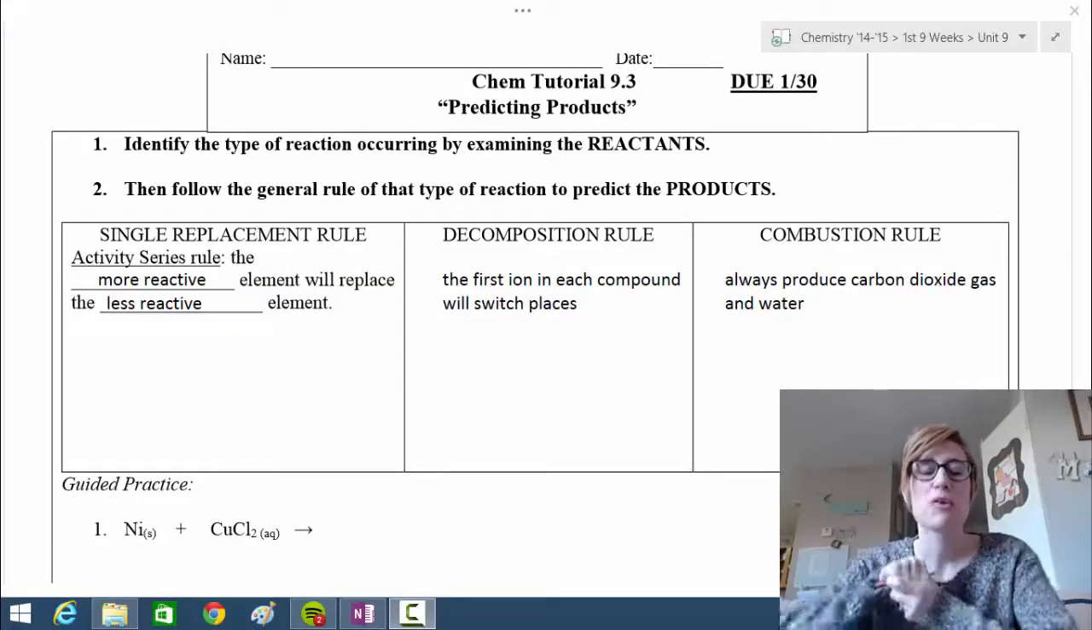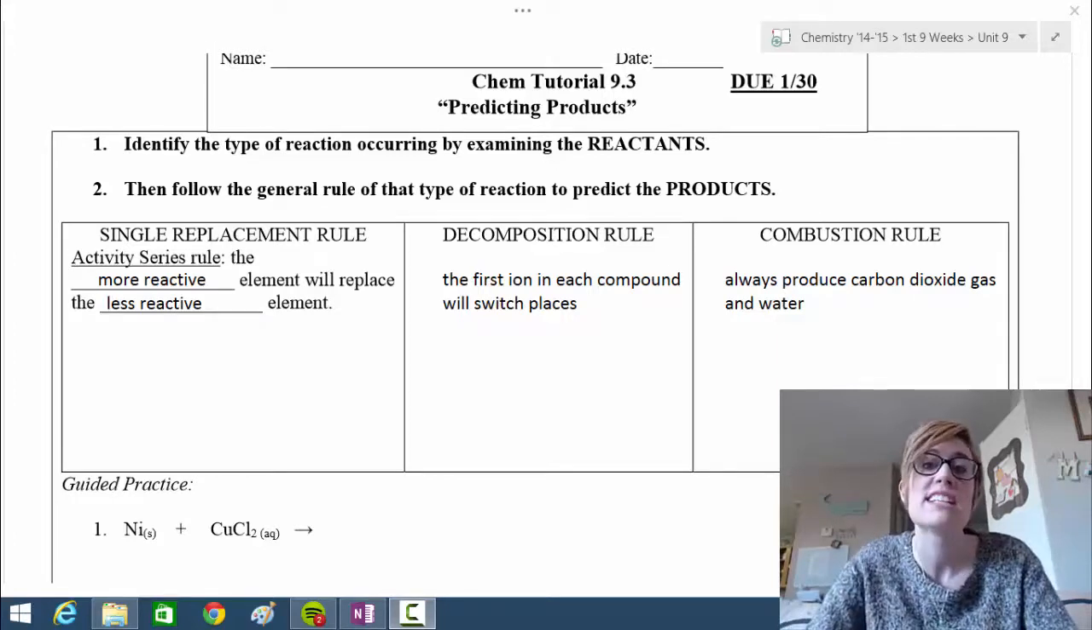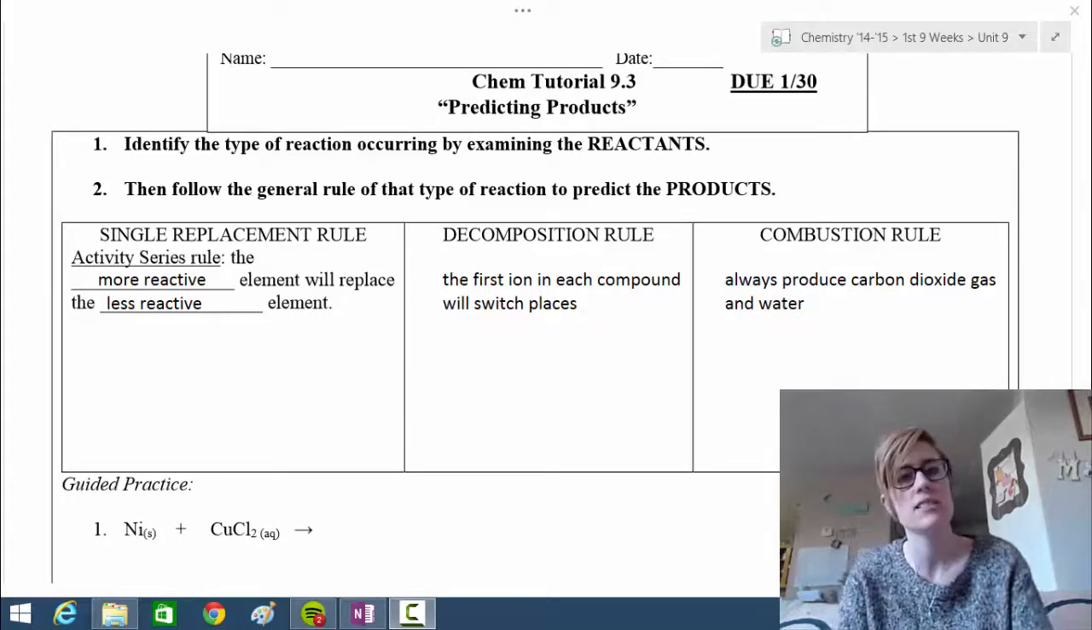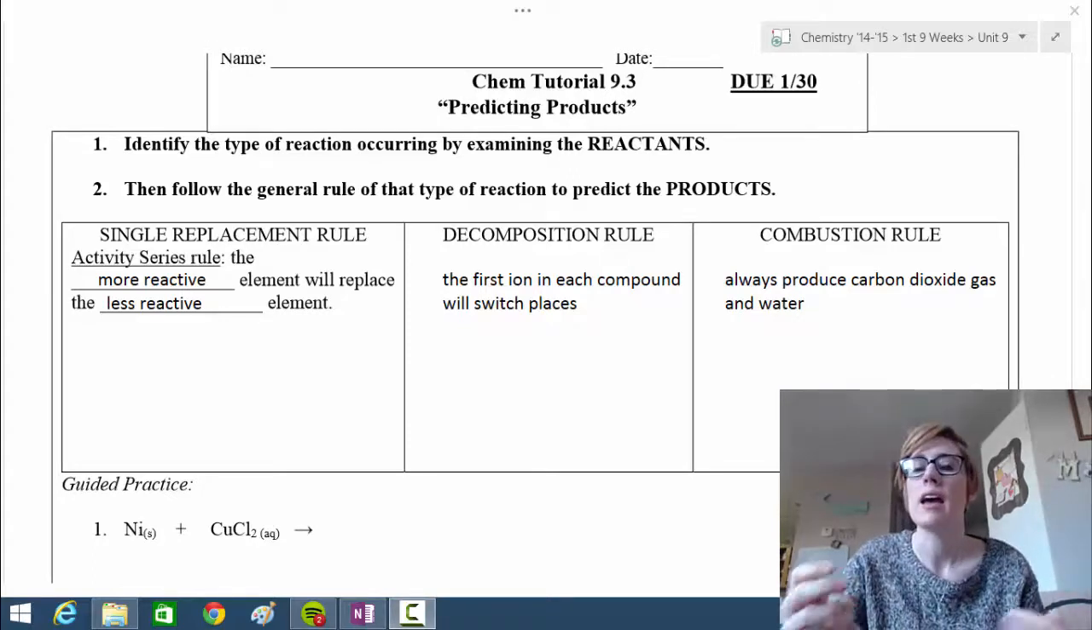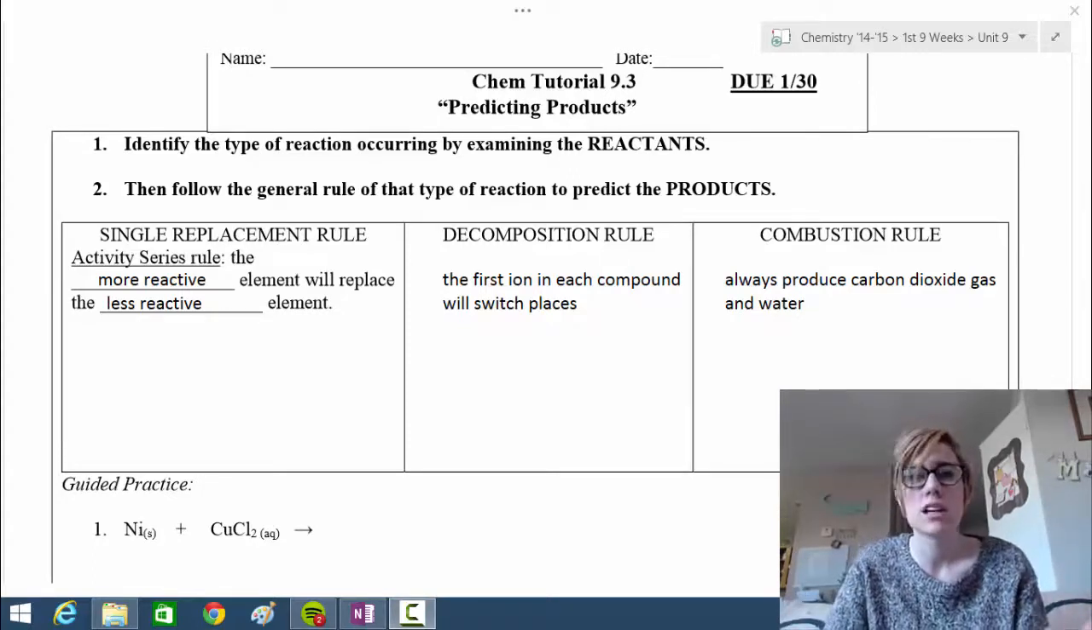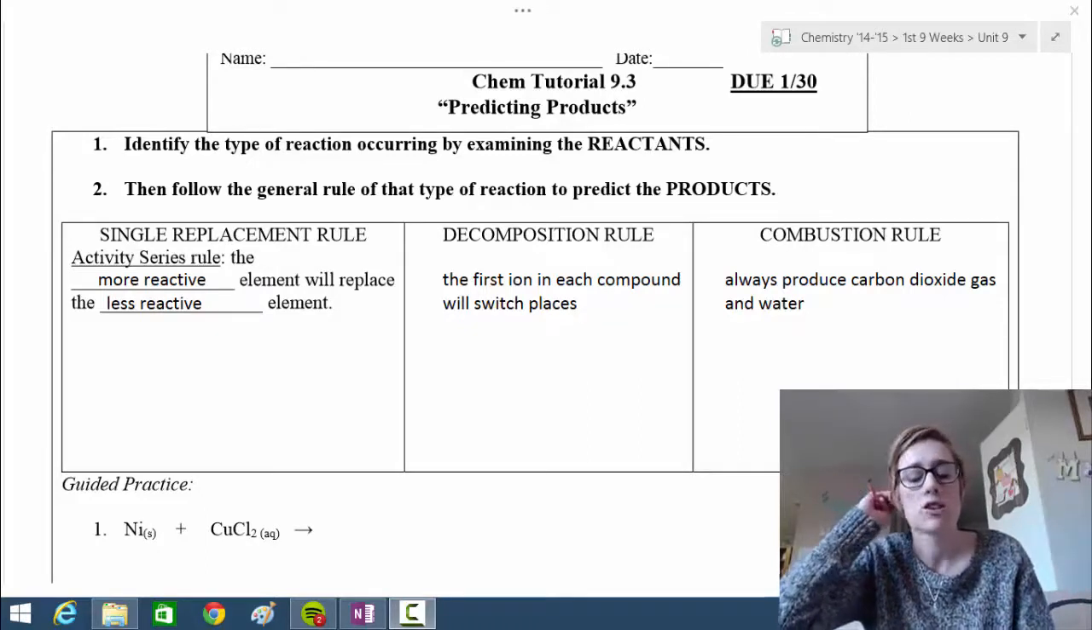Hey guys, welcome to 9.3. And in 9.3, we're going to be predicting how reactions are going to occur. So essentially, I'm going to give you the reactants of a chemical equation, and you and I are going to figure out what's going to be produced from that reaction, okay?